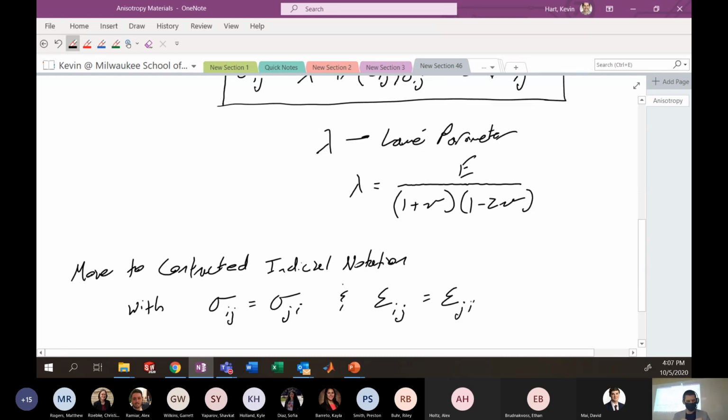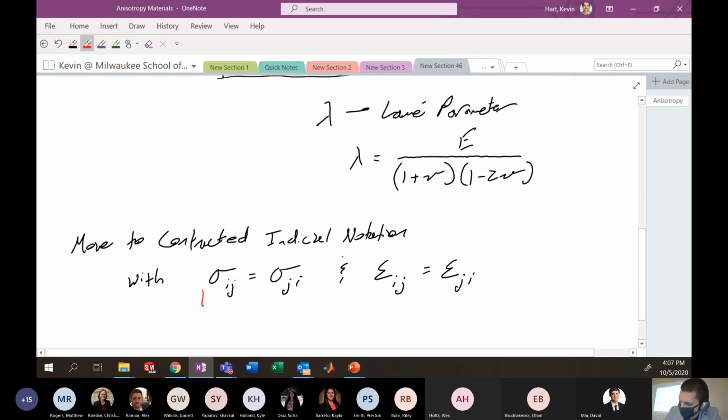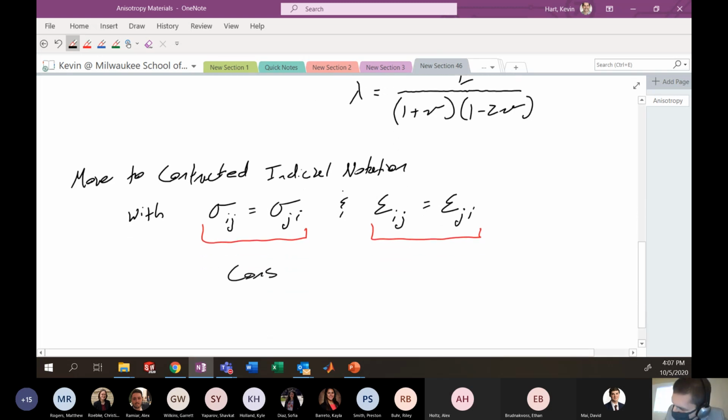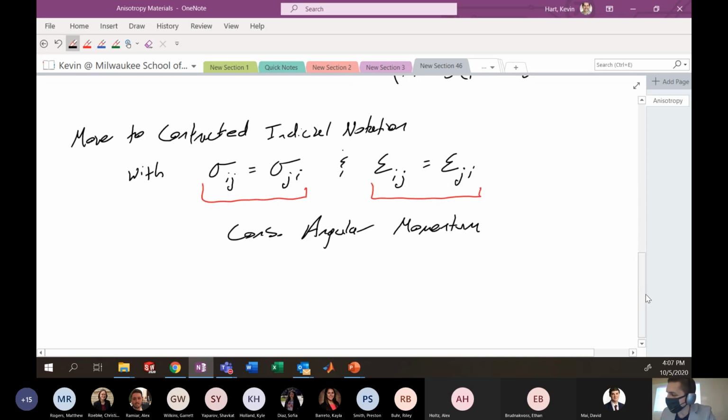Make sure my volume's up here. Okay, good. Both of these rely on conservation of angular momentum. I can hear the pounding at the construction yard away here again today. That's very exciting. Working hard on that construction.